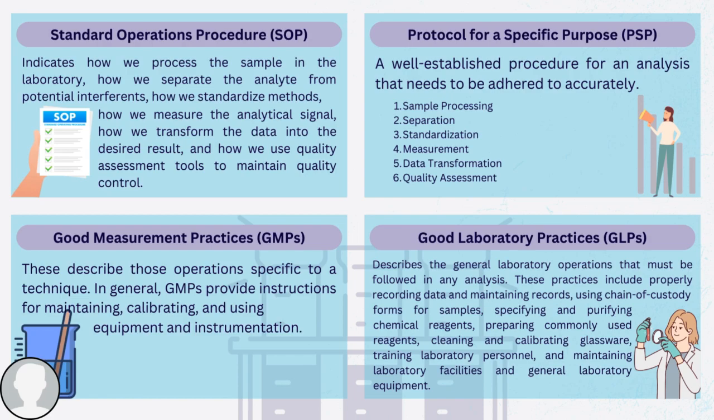Fourth is the measurement. The analytical signal, such as absorbance of light, mass-to-charge ratio, voltage, etc., is measured. Fifth is data transformation. The measured signal is converted into a result such as the concentration or amount of the analyte in the sample. Sixth is the assessment. Tools such as control charts, duplicate analysis, spike recoveries, and others are used to ensure that the analysis is in control and that the results are reliable.